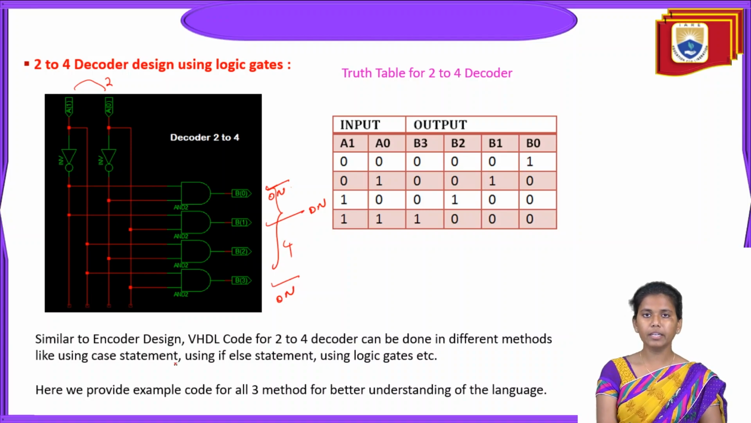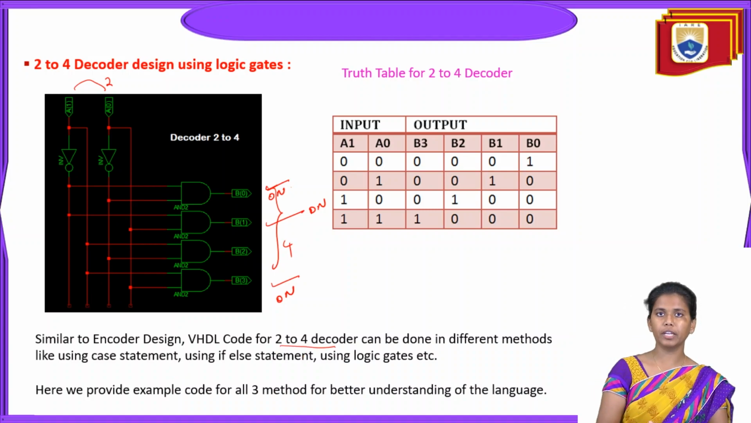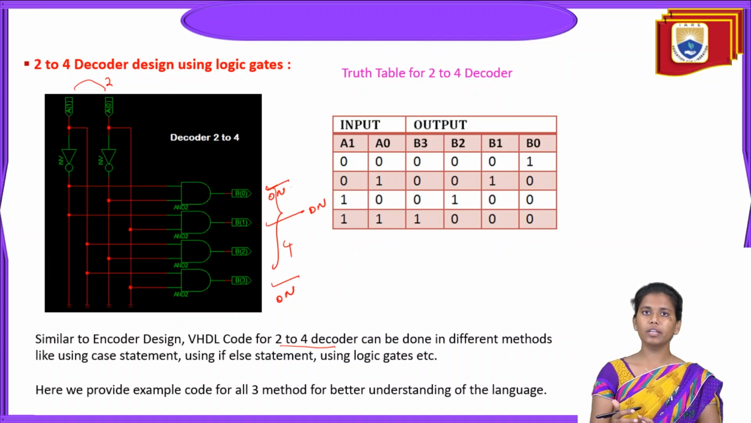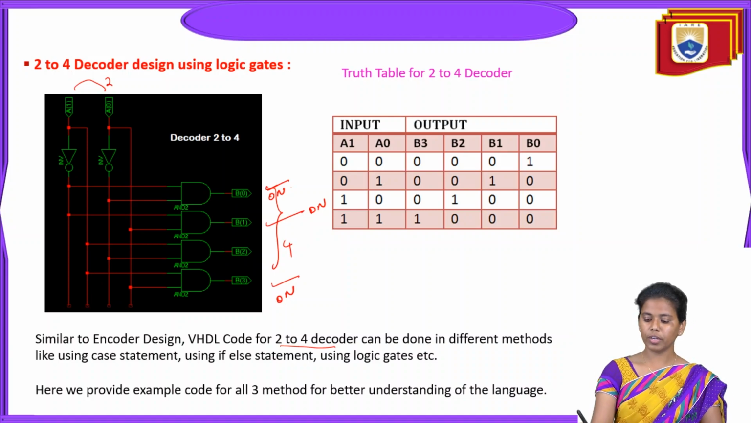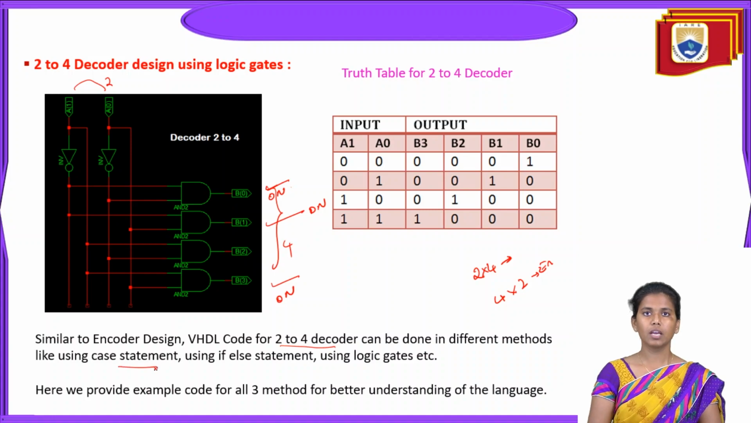Then similarly to the encoder, we can also go for the 2 to 4 decoder. Encoder is quite opposite to the decoder. So here we have a 2 to 4 decoder, and then we can construct the 4 by 2 encoder as well, right? The mechanism will be different. In Verilog, by using the case statement, the if else statement and logic gates, we can easily implement the decoder as well, right?